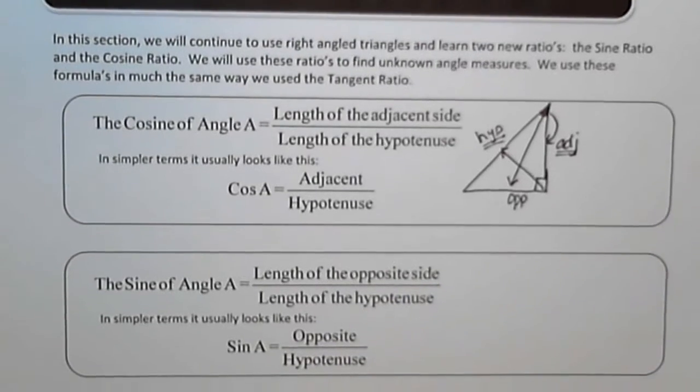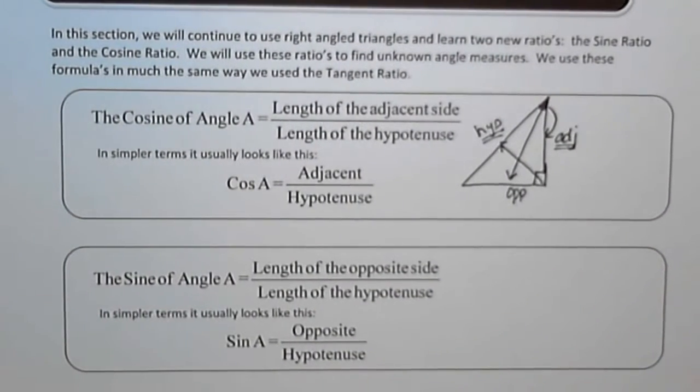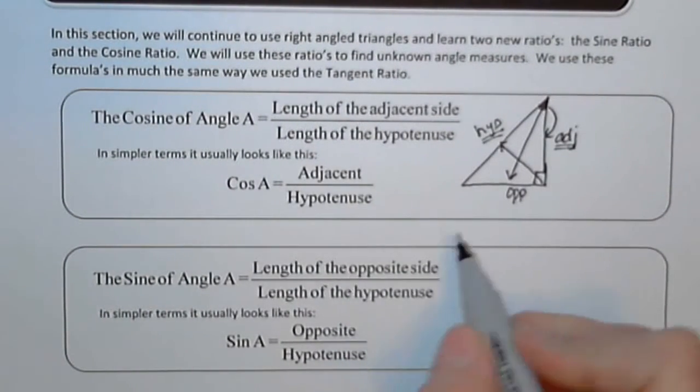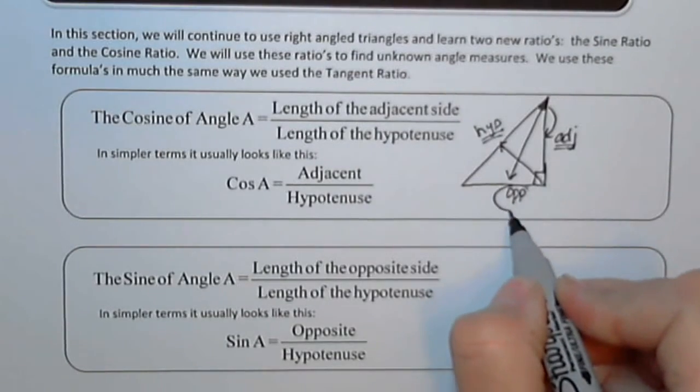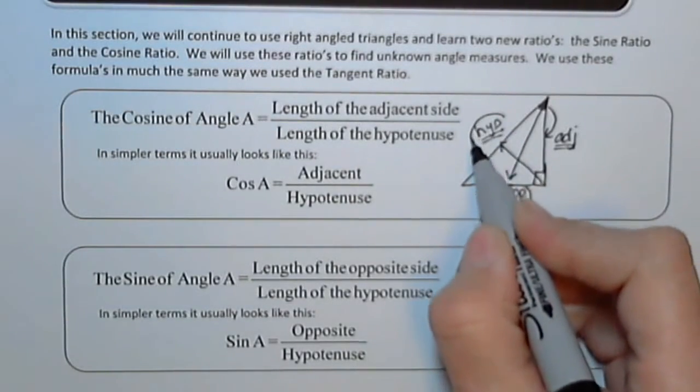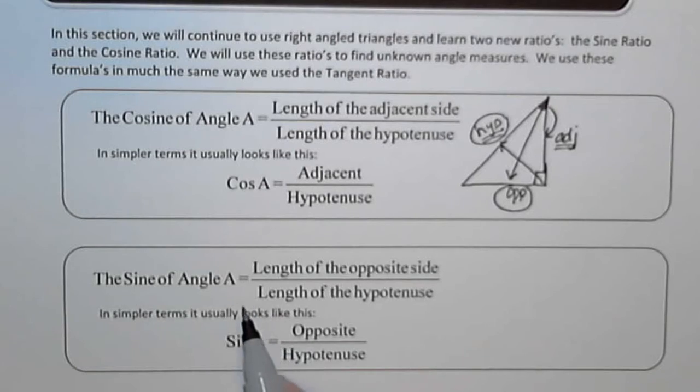The second one we're going to learn about is the sine of angle A, and the sine of angle A is equal to the length of the opposite side divided by the length of the hypotenuse. And again, our short form is the sine of A is op over hyp, or opposite over hypotenuse.